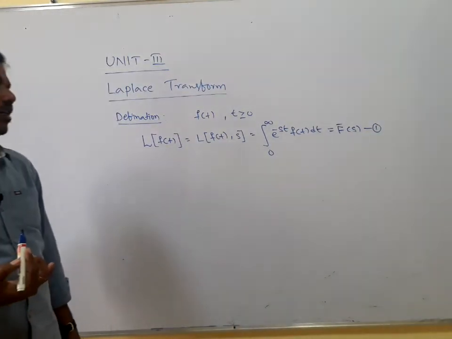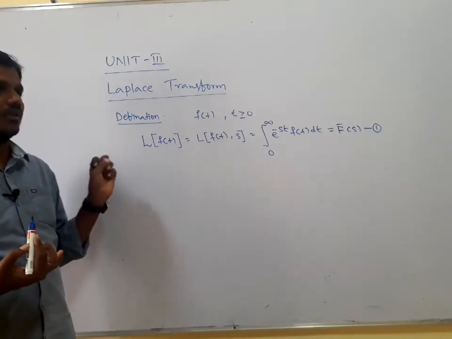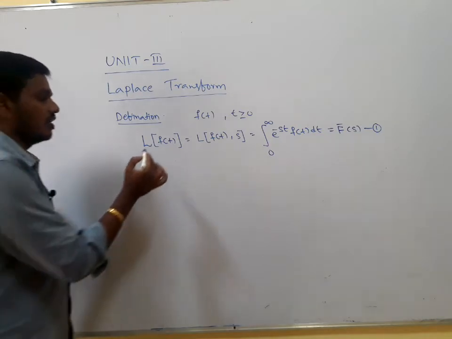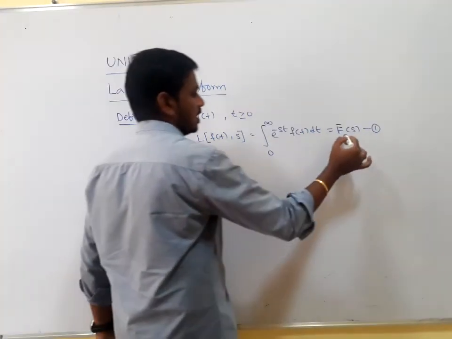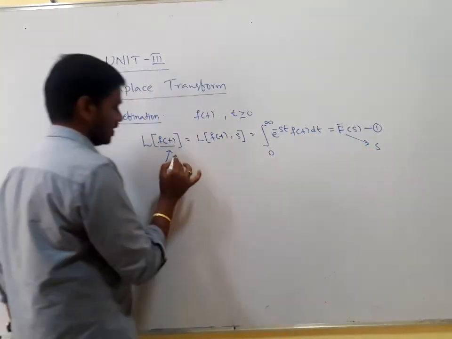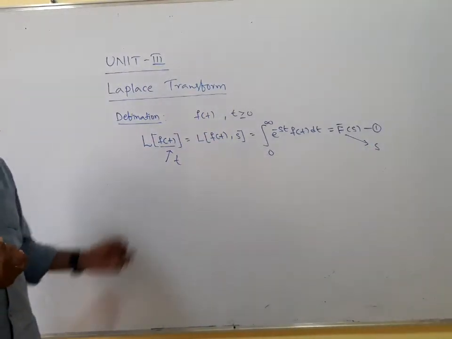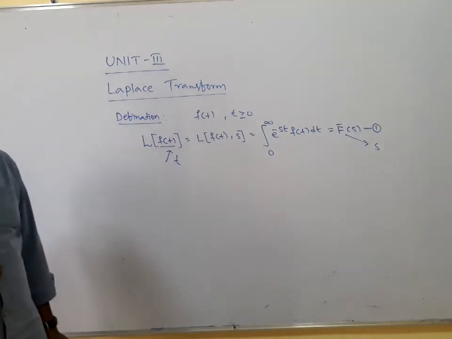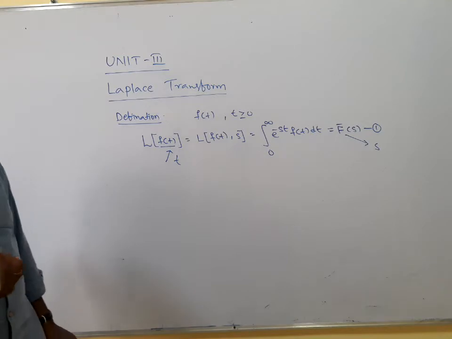Up to now we have studied mappings from variable to variable. Here the transformation is from function to function. The input is a function of t and the output is a function of s. It is a transformation from a function of t to a function of s. Now, how are we going to evaluate the Laplace transformation of a function of t?